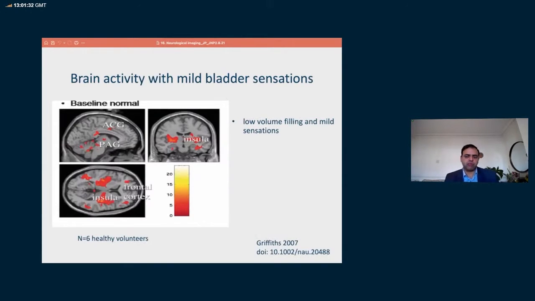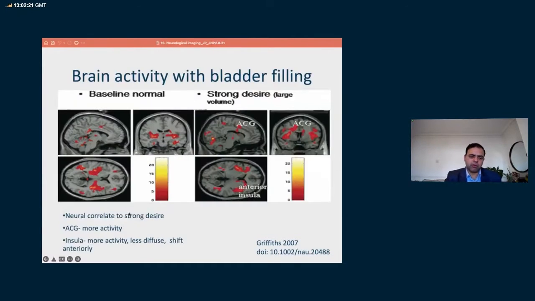So there are a few centers in the world that have advanced the field and applied fMRI for understanding bladder functions. And Derek Griffiths' work from the University of Pittsburgh has been quite in the forefront of this, particularly in understanding bladder sensations. And in this small cohort of healthy elderly women who were undergoing an fMRI study where they had an infusion and drainage paradigm at low volume filling and mild sensations, consistently there were areas that were being activated in the anterior cingulate cortex, the insula, as you can see here, and also in the periaqueductal grey.